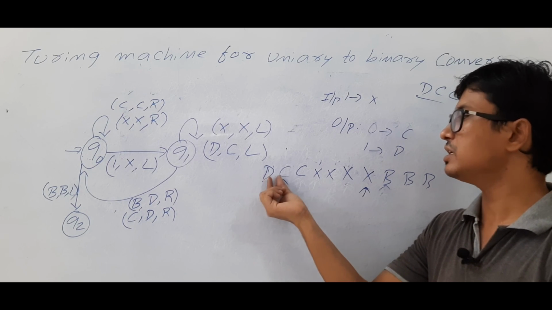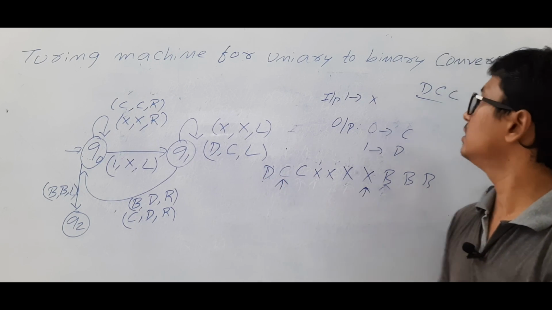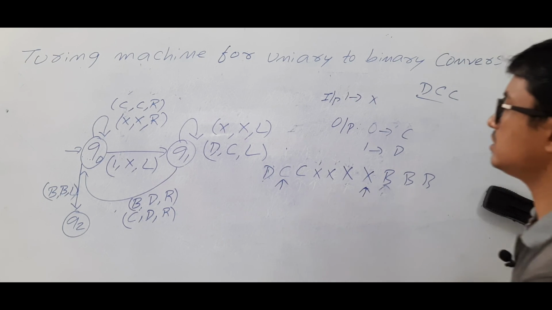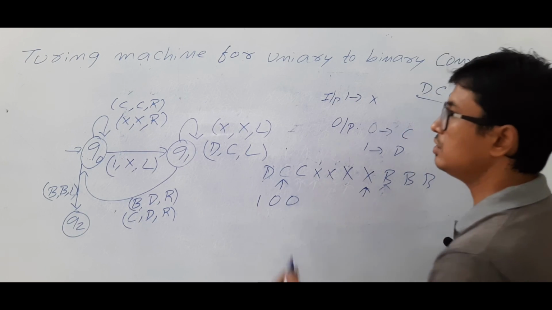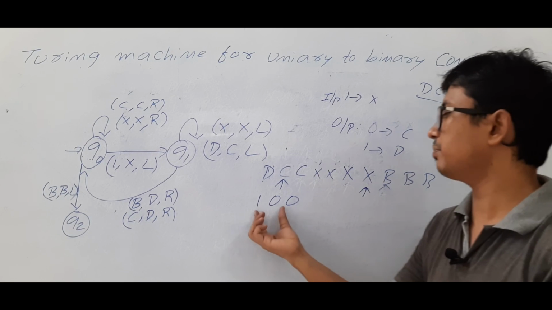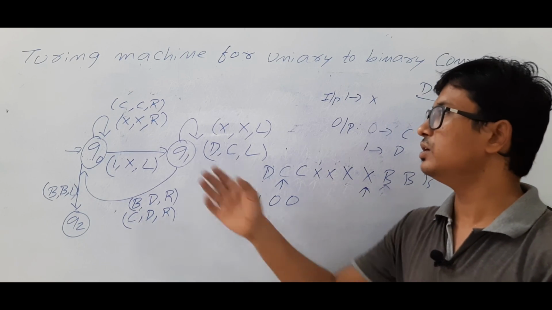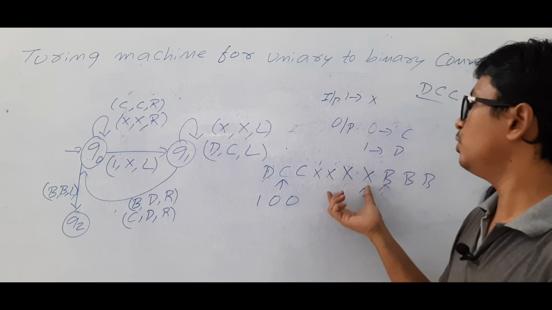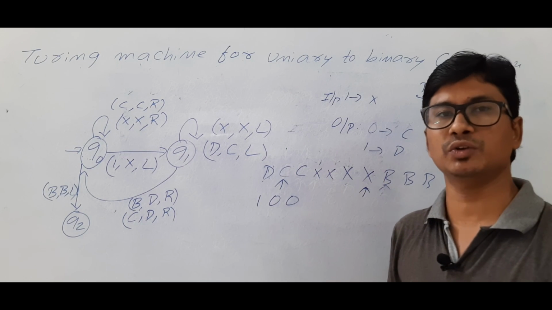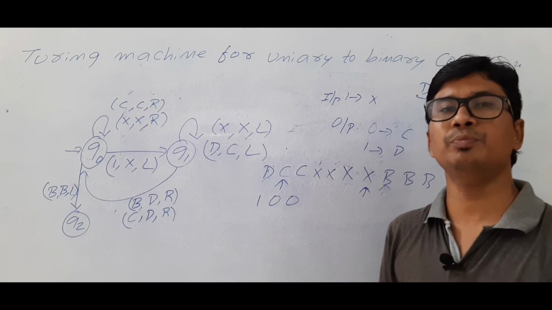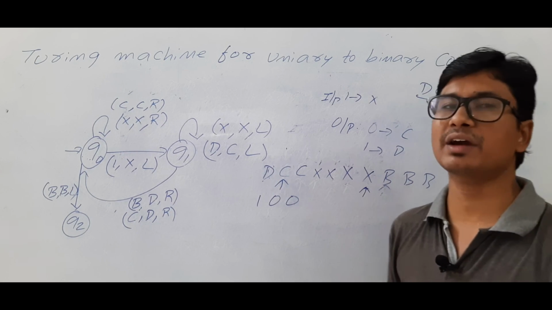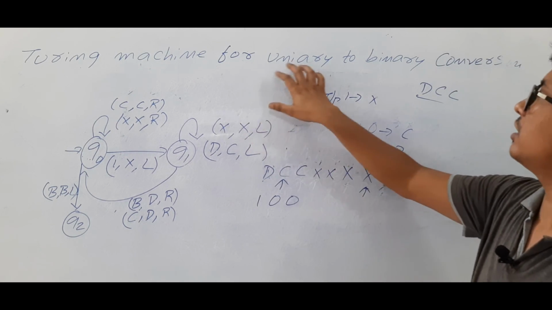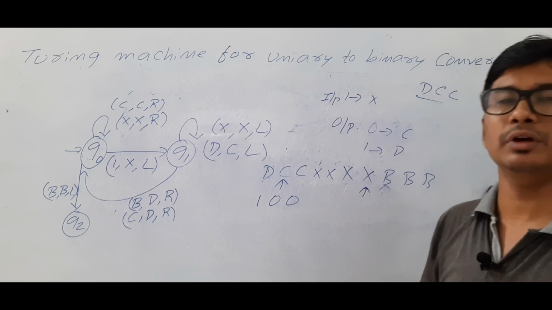My output is DCC. Whether I should get DCC or not. DCC meaning is that 100. So 4 in binary number will be represented as 100. So this Turing machine will work for any unary number and it will successfully convert it into a binary number. I hope you have understood how I have constructed a Turing machine for converting a unary number to binary number.